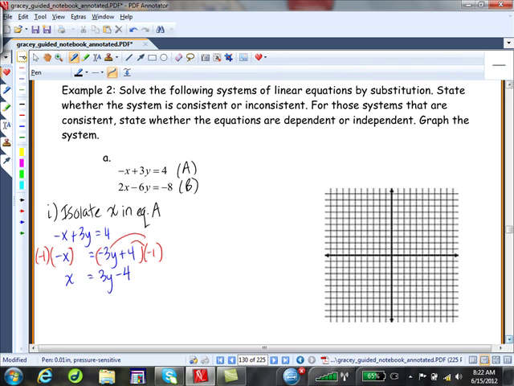Next up, substitute x equals 3y minus 4 into what equation? Good. We have to do it in the other equation, which is equation B. And this will enable us this time to solve for y.